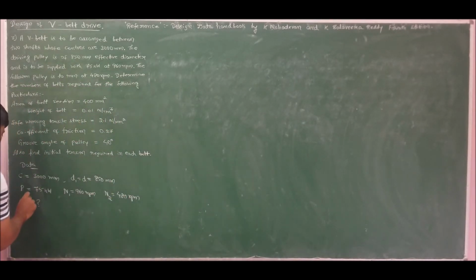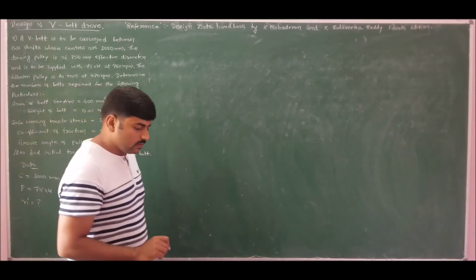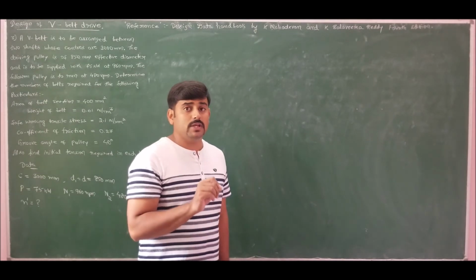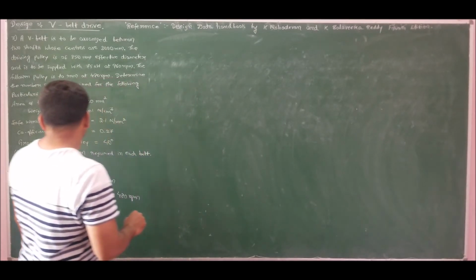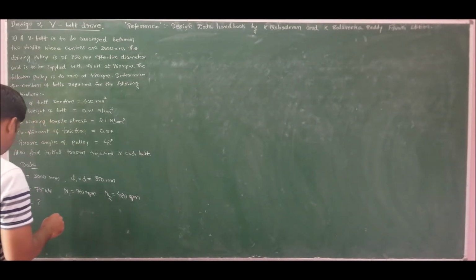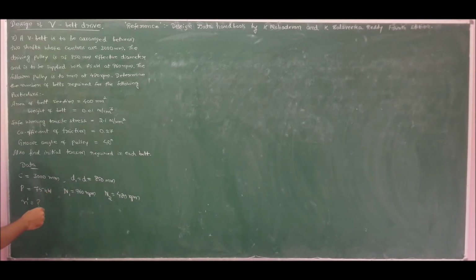with the ratio of belt tensions to be considered as T1 by T2 equal to e to the power of mu theta by sin alpha, where alpha is the semi groove angle. He has given the groove angle as 40, so therefore the semi groove angle is 20 degrees. Determine the number of belts required.